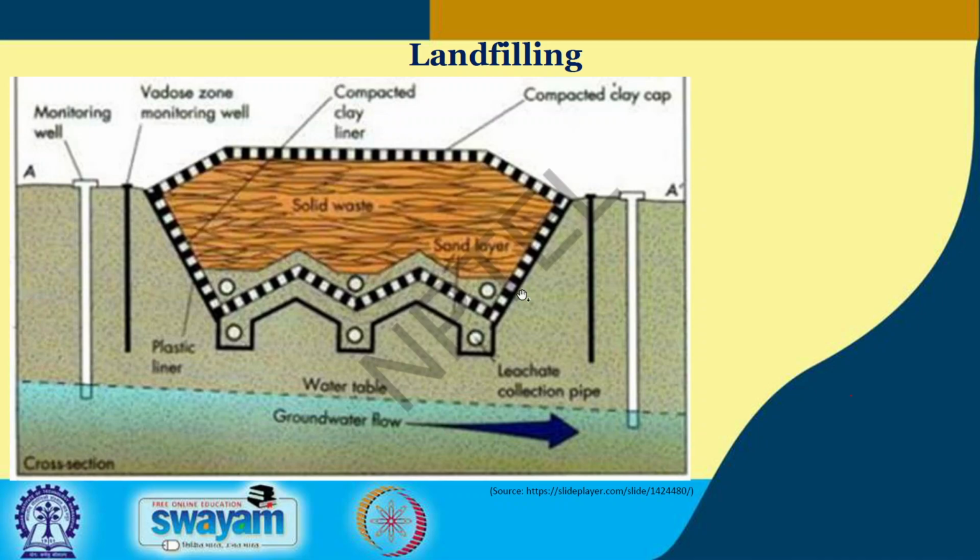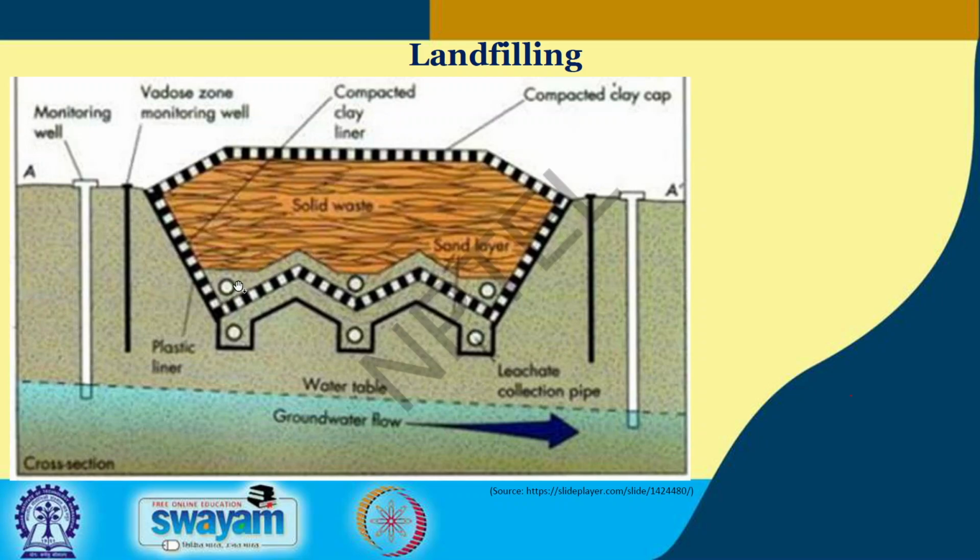Plastic liner will be used to prevent leachate entering into the subsurface. After the plastic liner, we have to have a clay liner, that is compacted clay, which is having a permeability less than 10 to power minus 7 meter per second. That much low permeable clay liner we have to have, to a thickness of 1 meter or 2 feet. That much thickness clay liner should be there.